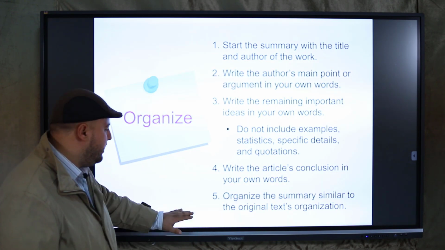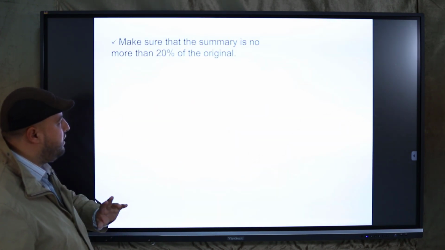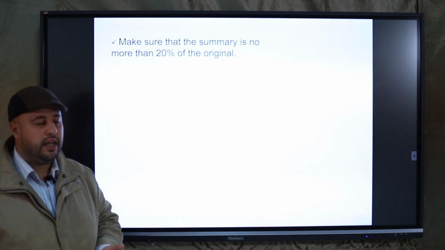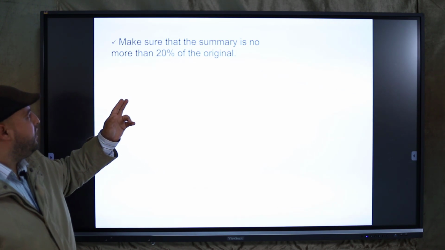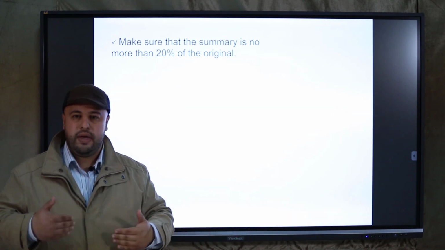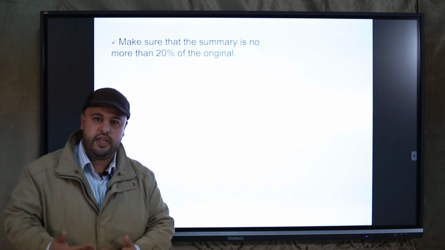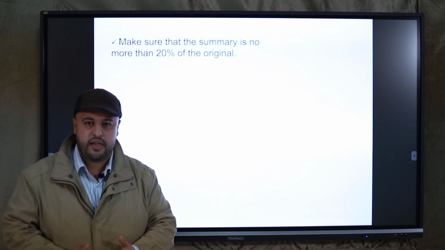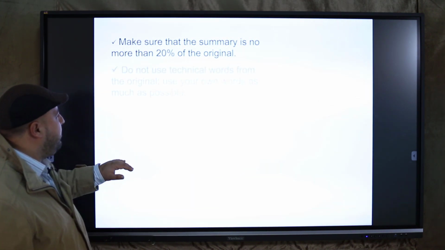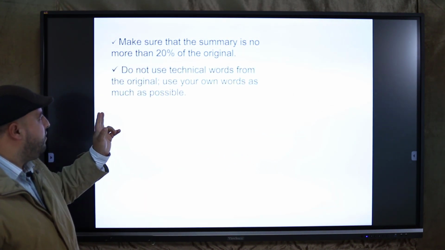Now moving to something very important, some extra requirements for writing a summary. Make sure that the summary is no more than 20% of the original, because a summary is making the text shorter, reducing the length and the size of the text. Another requirement, do not use technical words from the original.